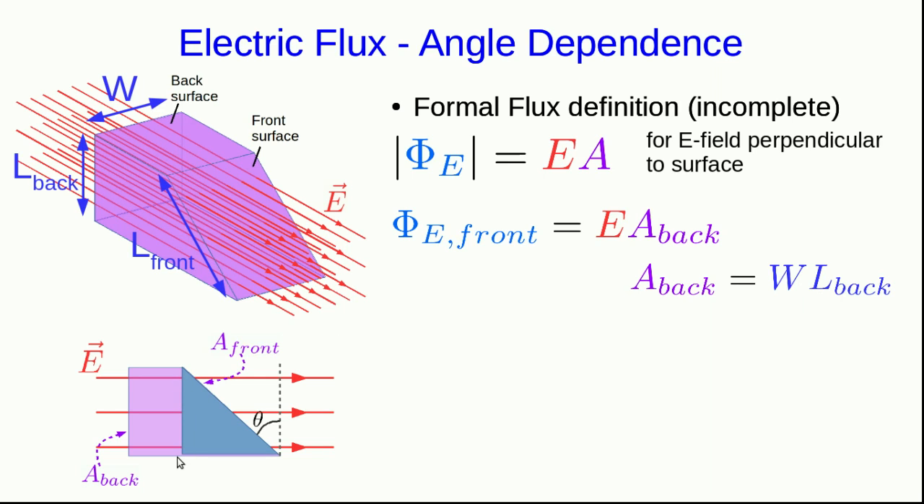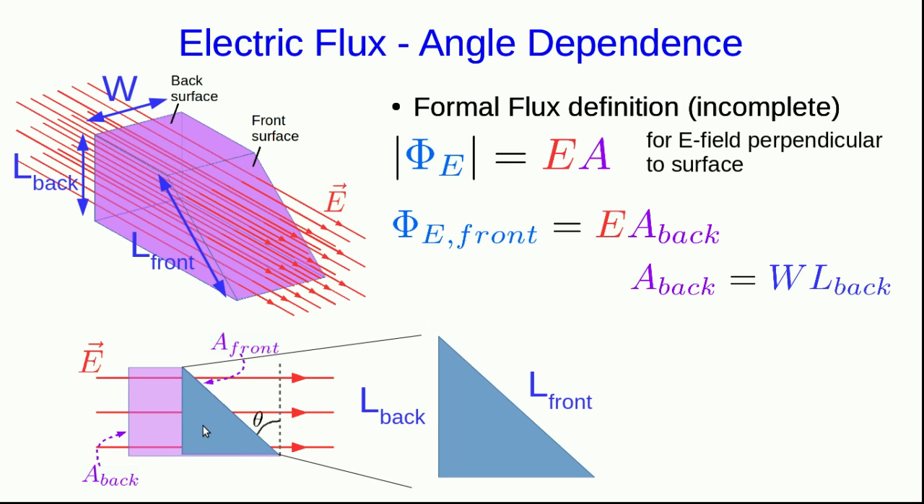Well, we can get that from this triangle. I'm going to pop that triangle out. This side is L back. This side is L front. This angle theta here is the same as the angle in the top corner of the triangle. And so L back is just L front cos theta.